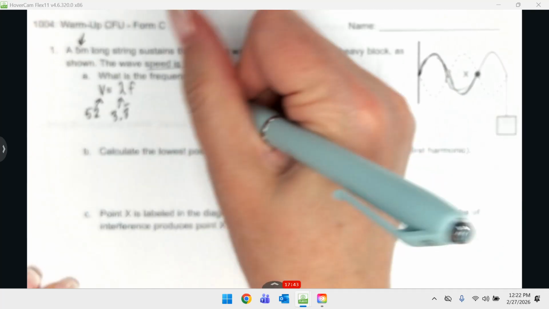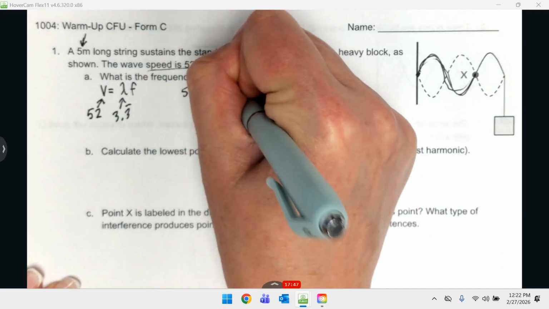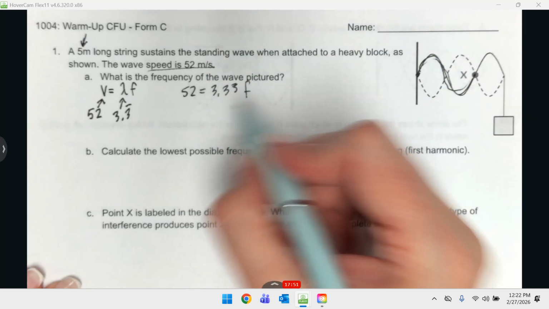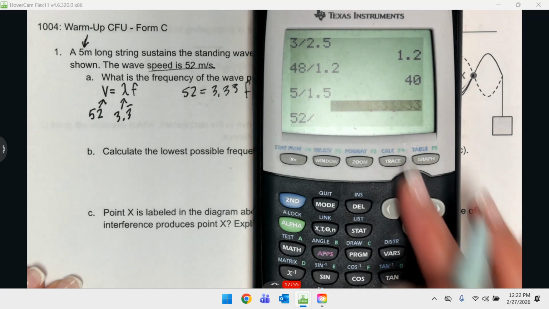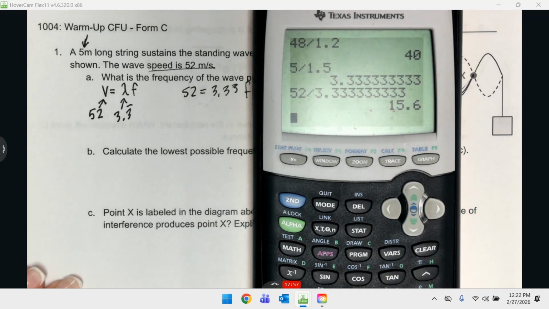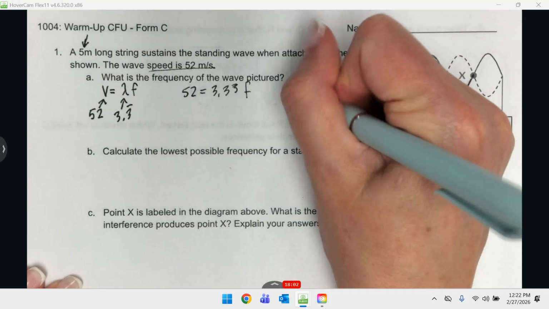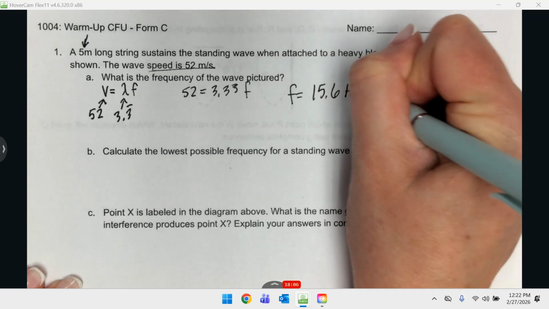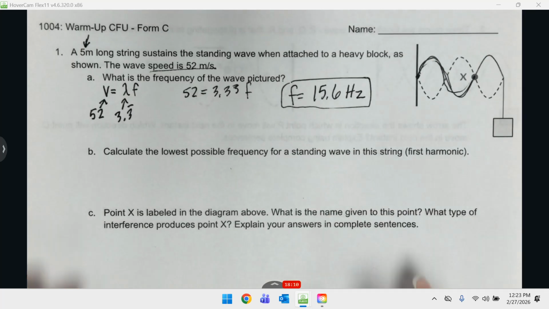And so that's our substitution step. We would say 52 equals 3.33 times F. And if I want to solve for F, I'm going to divide both sides by 3.33. So 52 divided by that answer, and there is my frequency, 15.6. My unit for frequency is hertz. All right, that is A.